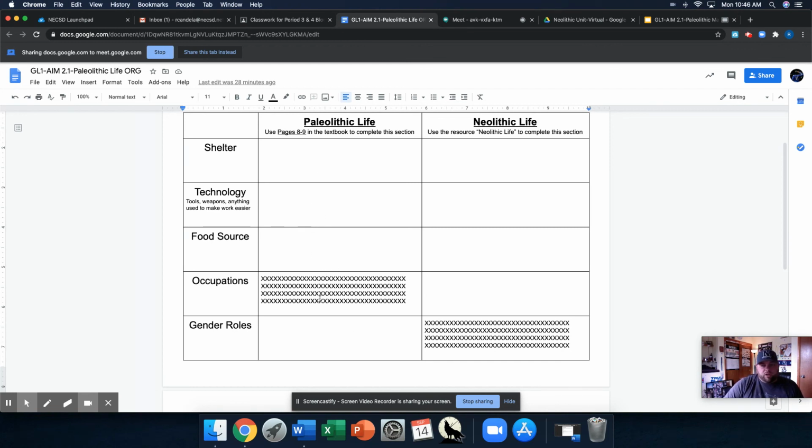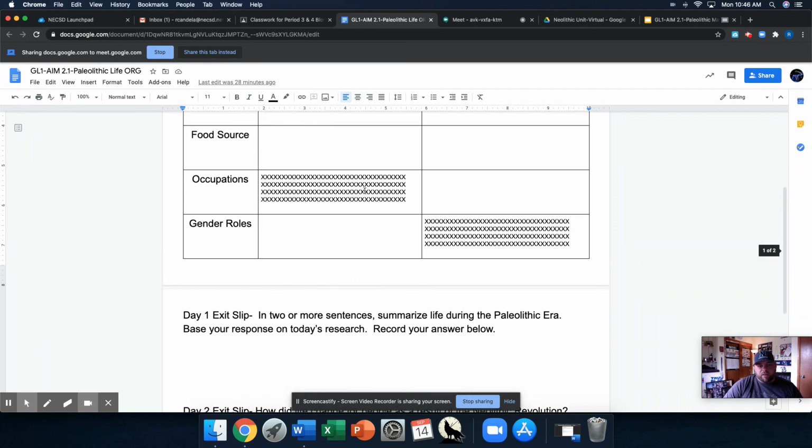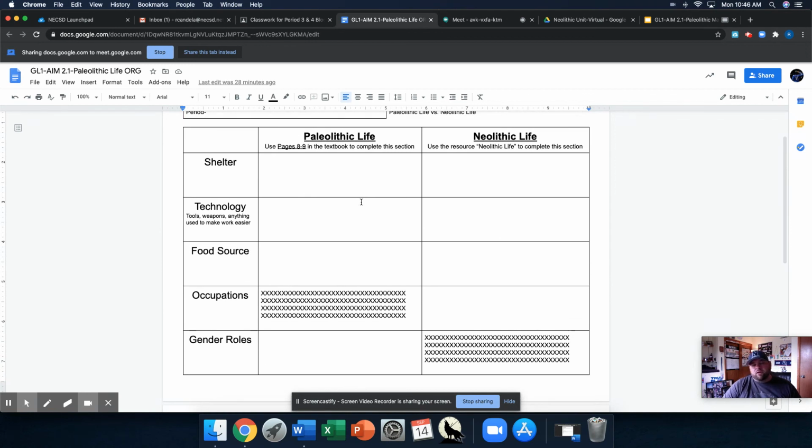The only other thing I wanted to draw your attention to is the day 1 exit slip on the bottom here. There's an exit slip that goes with day 1. Third period today is essentially day 1. So I'd like to spend the remainder of third period completing this classwork. And then the next class period, we will go over stuff about Neolithic life, and I will give you a resource that you can use to complete that side of the graphic organizer also.